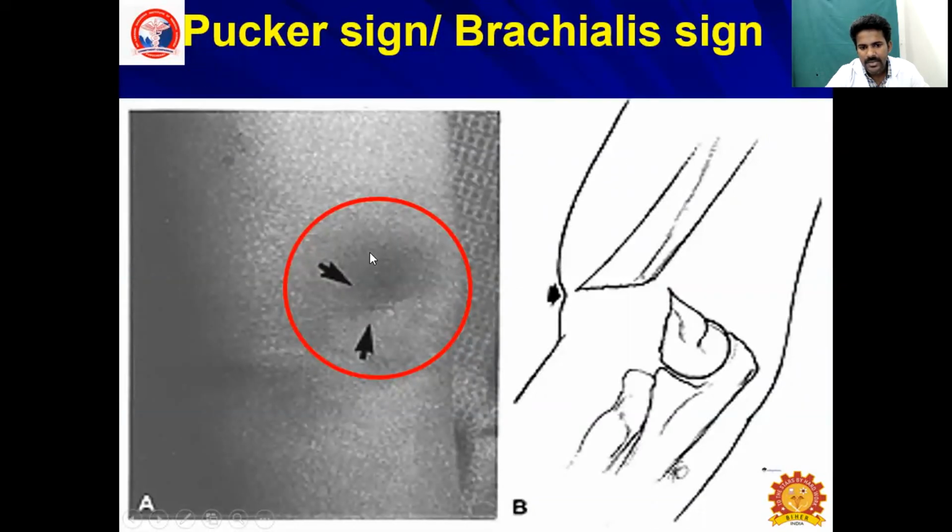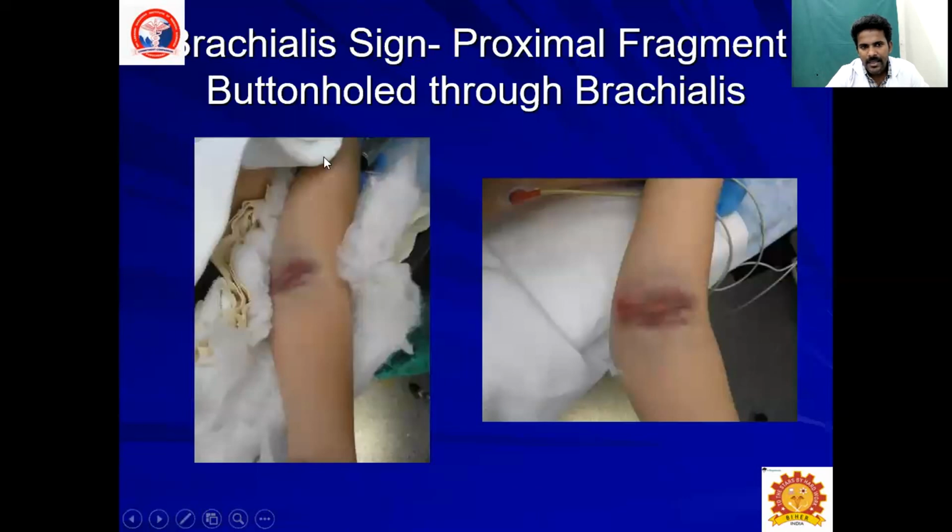You can see this is a puckered sign, and it is otherwise known as the brachialis sign. Brachialis sign: the proximal fragment, you can see, is dislodged posteriorly, which causes a severe soft tissue injury.